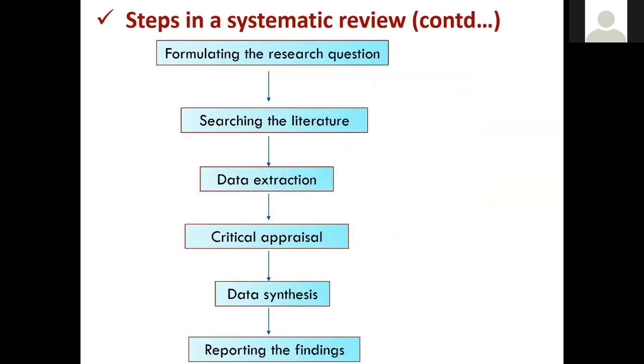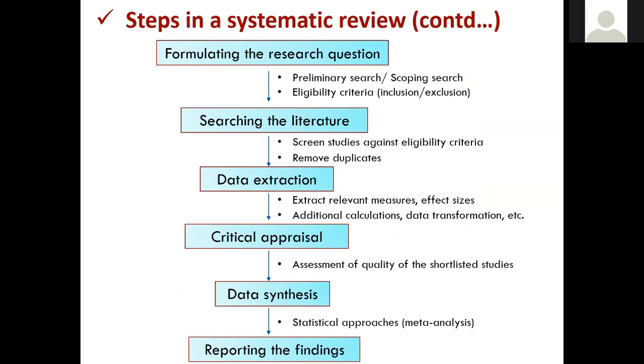So these are the main steps in a systematic review. It starts with formulating the research question, followed by literature search, data extraction, critical appraisal, data synthesis, and reporting of findings. There are a number of sub-steps as well. Some of these steps, like formulating the research question and searching the literature, have been covered during previous lectures. And some others, like data extraction, critical appraisal, and data synthesis, will be covered by the subsequent lectures. So I'll be going through these steps very briefly.